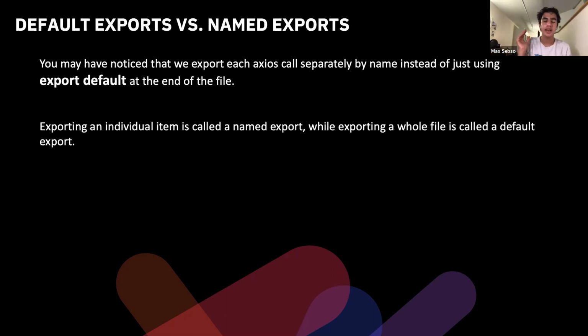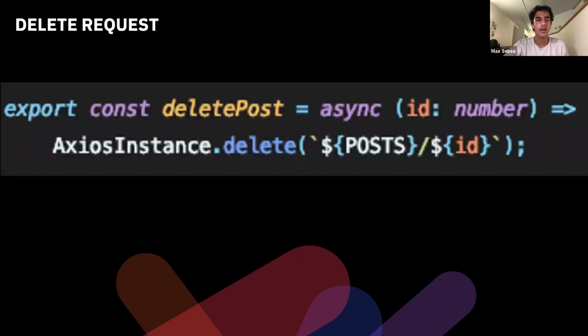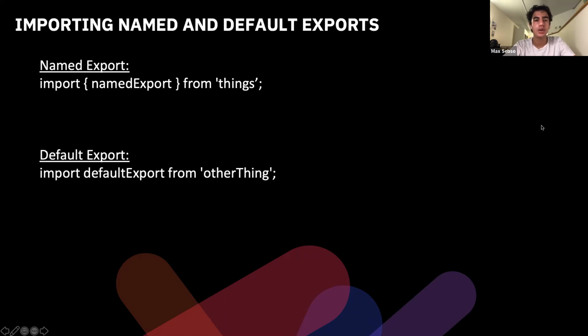A named export is specifically exporting a specific part of our file. So if you see the export here, that means we're going to export just this anonymous function. That changes how we import things. If it's a named export, we import it with curly braces. If it's a default export, we do not need those curly braces.